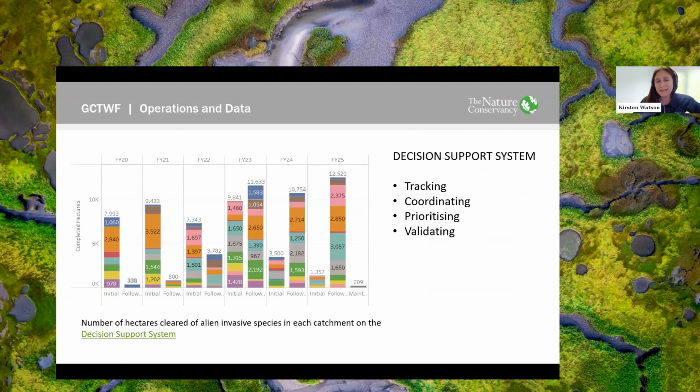The Operations and Data Working Group was initiated right at the start of the Water Fund. And that's because there are many implementing partners in the catchments. And we need to have coordinated effort as to how we invest our time to clear the alien invasive plants and a coordinated catchment approach. And the main functioning of this working group is to look at tracking of investments, coordinating planning, prioritizing how and where we work, and validating that the work is done to a certain standard.